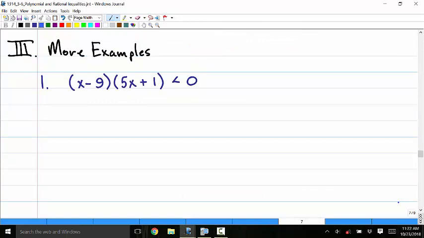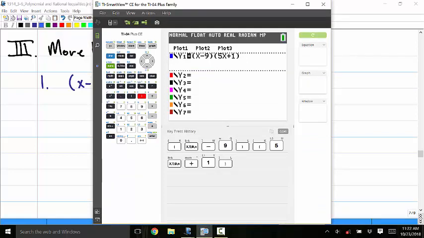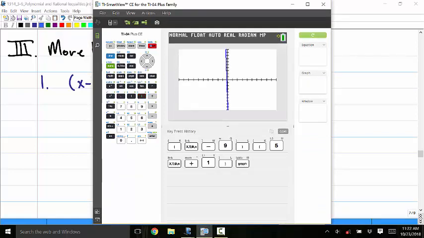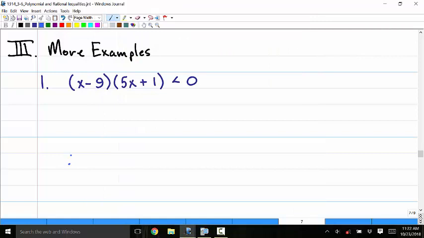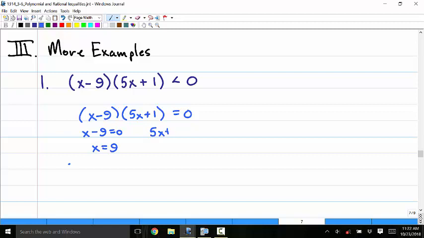Okay, Roman numeral 3. Those aren't printed on your notes, so jump down to a blank piece of paper. Go solve x minus 9 times 5x plus 1 less than 0. So I put it on my calculator under my y equals. I go graph it. I've already got 0 on the right hand side. If I set it equal to 0 and solve for x, I get x equals 9, or x equals negative 1/5.